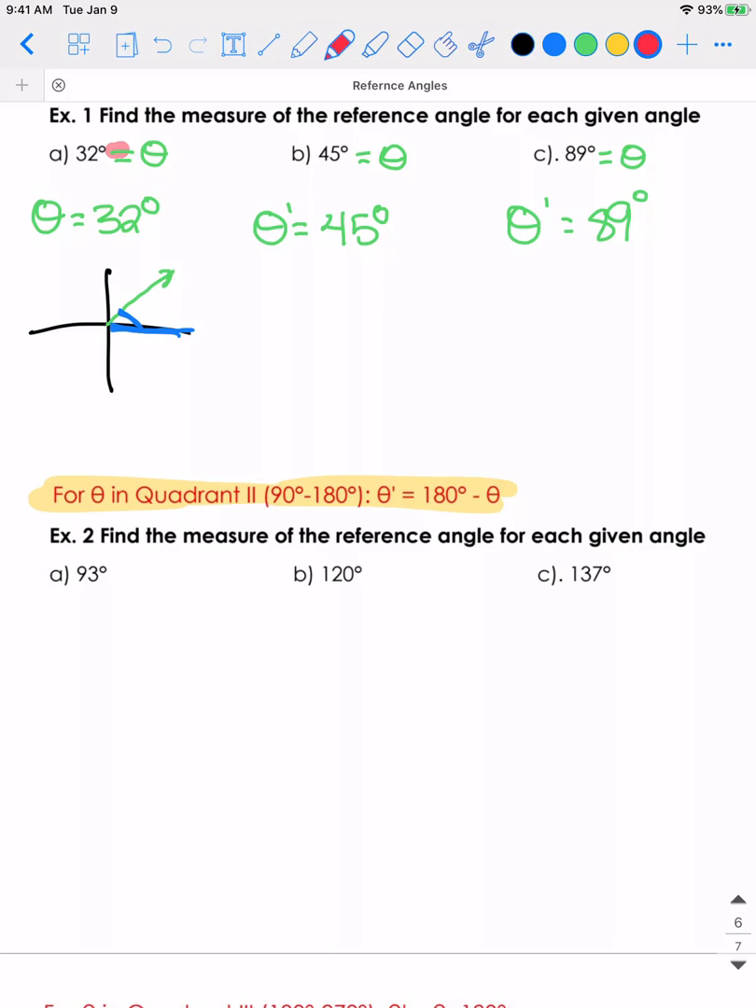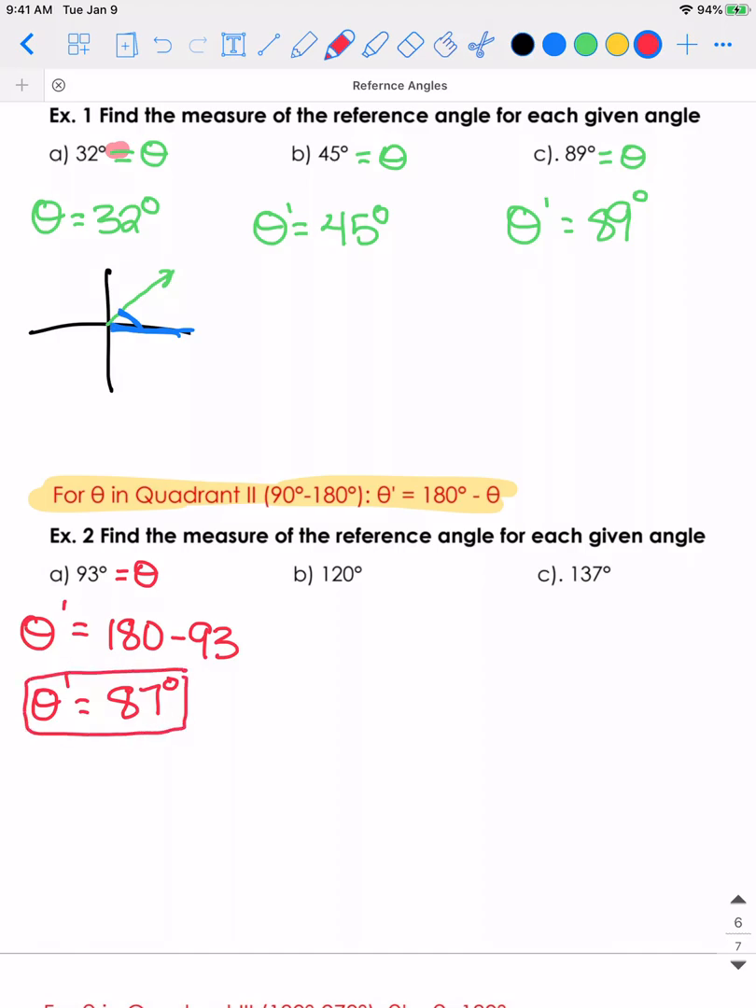So this is my theta. To get theta prime, I have 180 minus 93. So in my calculator, I type in 180 minus 93, and theta prime equals 87 degrees, and that fits the description of an acute angle.